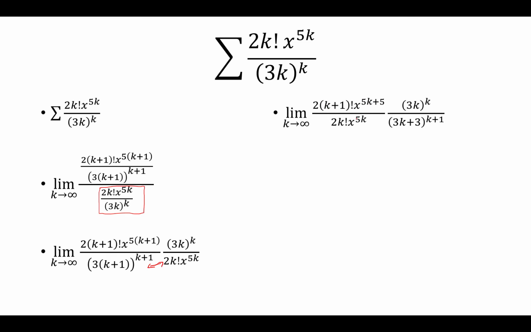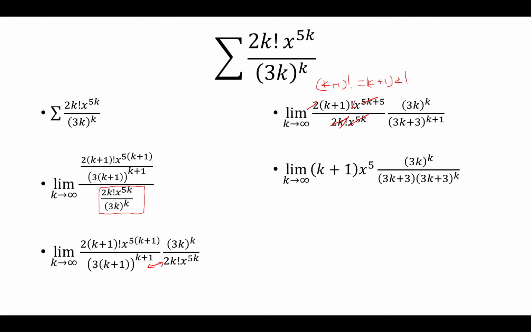First, we have x to the 5k plus 5 over x to the 5k power. The 5k is going to cancel. And then we have k plus 1 factorial over k factorial. K plus 1 factorial is k plus 1 times k factorial. So the k factorial is going to cancel, and you're just going to be left with k plus 1 at the top. The 2 also cancels. So that gives us k plus 1 times x to the 5th times 3k raised to the k power.